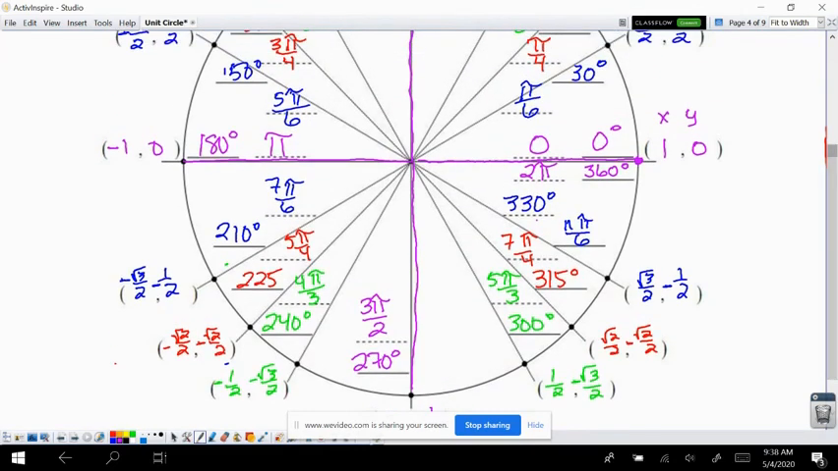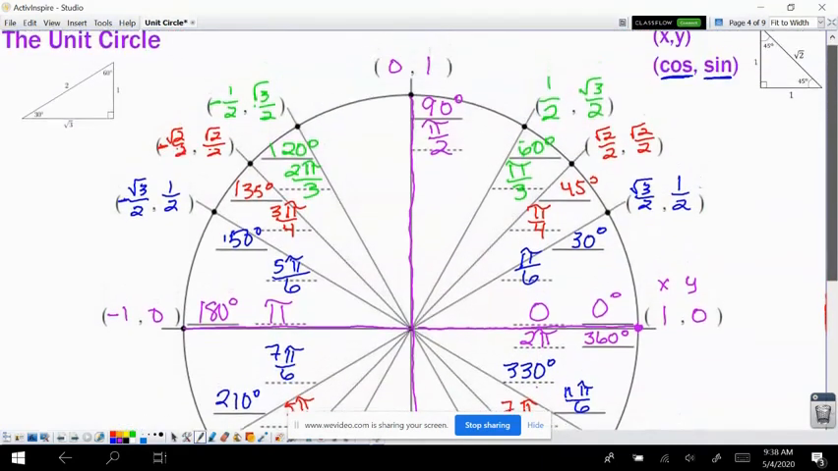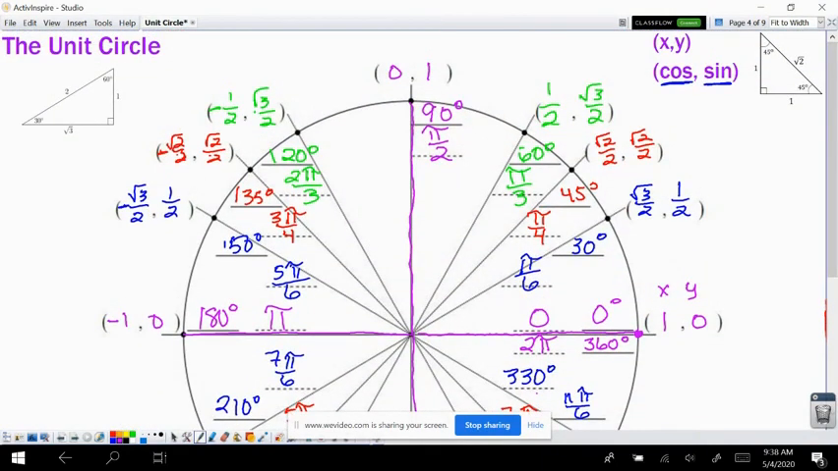And maybe the most important thing you can do for your study of trigonometry in pre-calculus next year is to commit this to memory. So we're going to work on some ways to do that in our next lessons.